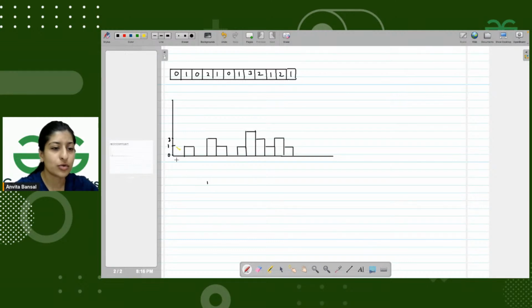So look here, how much water can be stored? Can water be stored here? No, it cannot be. Why? Because there is no building to its left.